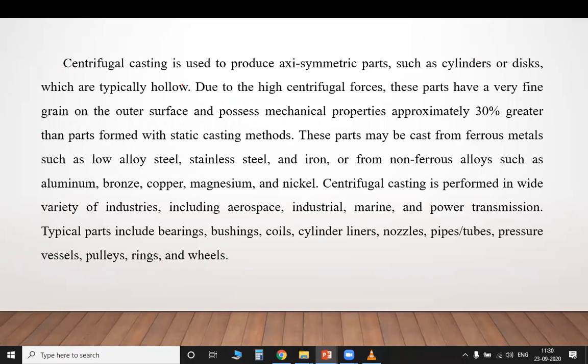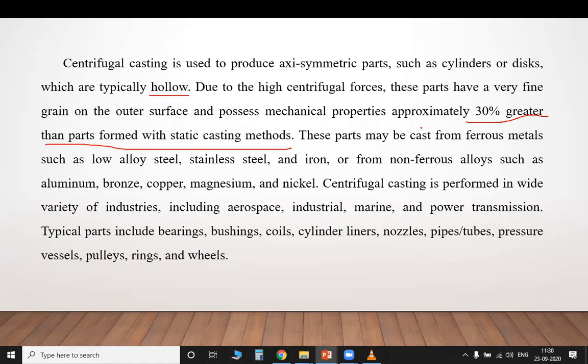Next, centrifugal casting is used to produce axisymmetric parts, such as cylinders or discs, which are typically hollow. So it is mainly used for hollow shapes. Due to the high centrifugal force, these parts have a very fine grain on the outer surface and possess mechanical properties approximately 30% greater than parts formed with static casting methods. It mainly depends on the original casting method, approximately 30%.